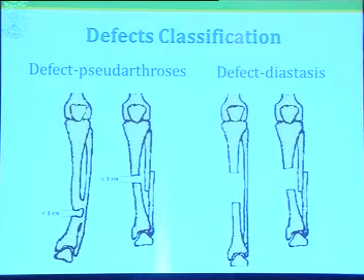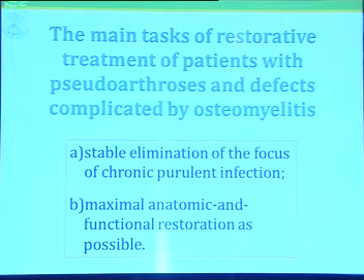Defect classification: defect pseudarthrosis, defect diastasis. Each classification should reflect the main features of the disease and contribute to a rational selection of the optimal tactics and technologies of restorative treatment in every specific clinical case. The main task of the restorative treatment of patients with pseudarthrosis and defects complicated by osteomyelitis is to eliminate instability and the focus of chronic purulent infection, with maximal possible anatomical and functional restoration.